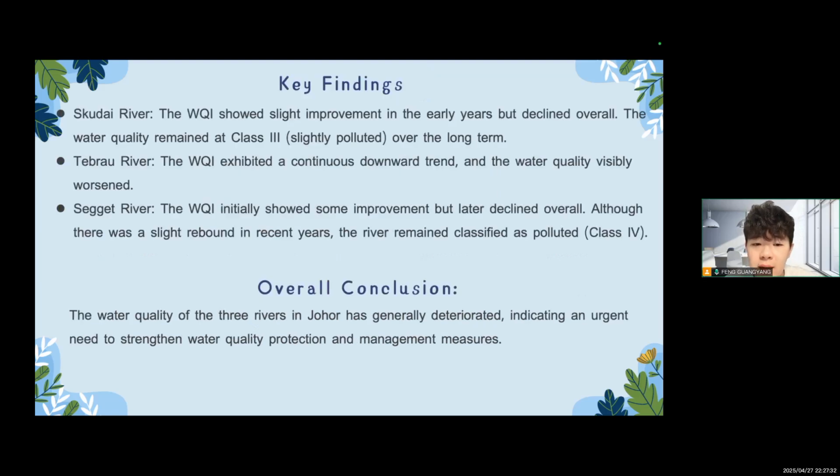This is key findings and overall conclusions. We can look at key findings and we can make a conclusion. The water quality of the three rivers in Johor has generally deteriorated, indicating an urgent need to strengthen the water quality protection and management measures.